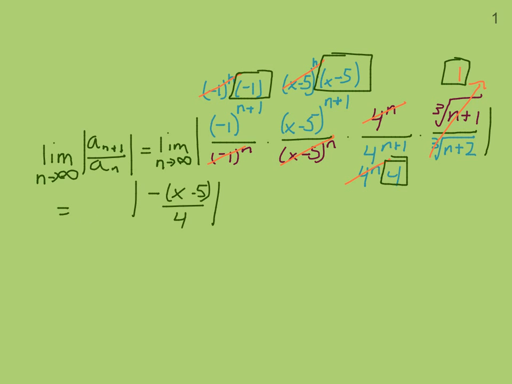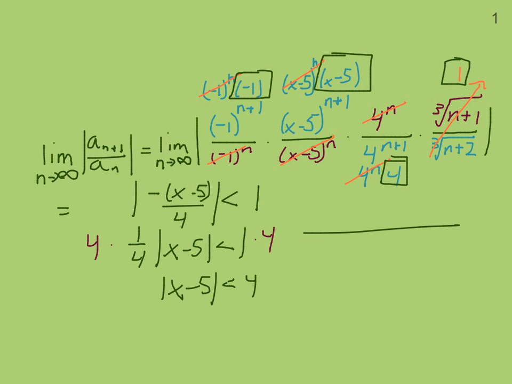We need for this to converge, so we need to force it to be less than 1 in absolute value. Pull off the 1/4 and have the absolute value of x minus 5 over 4 less than 1, or the absolute value of x minus 5, multiplying both sides by 4, is less than 4. So this is an interval centered at 5 where we go 4 in each direction. Add 4 to the right, take away 4 to the left, giving us 9 and 1 as the endpoints.